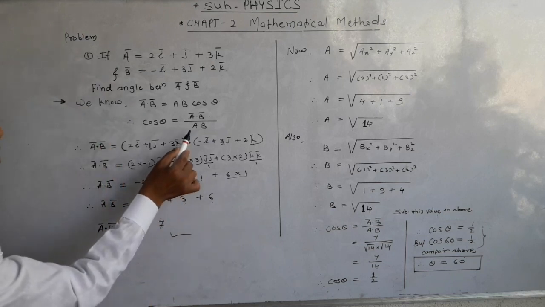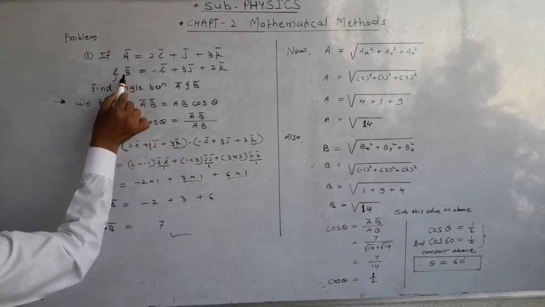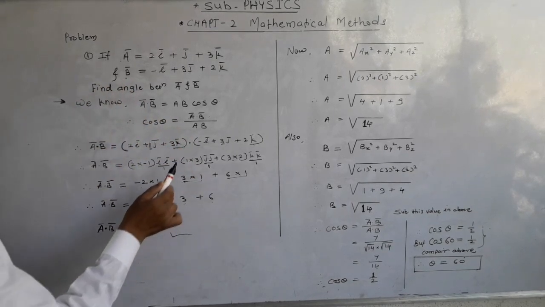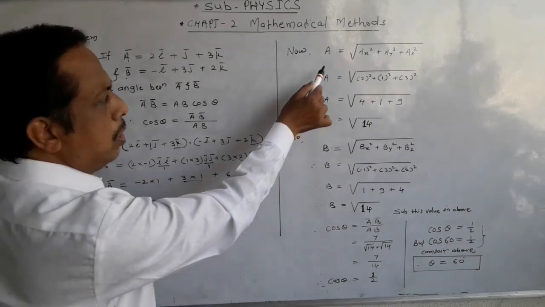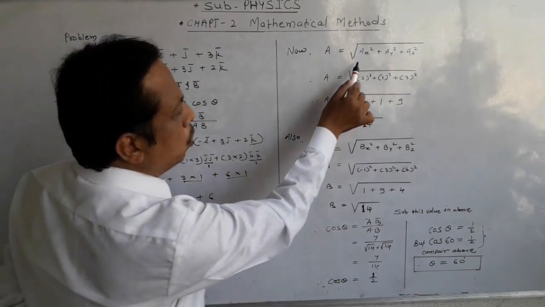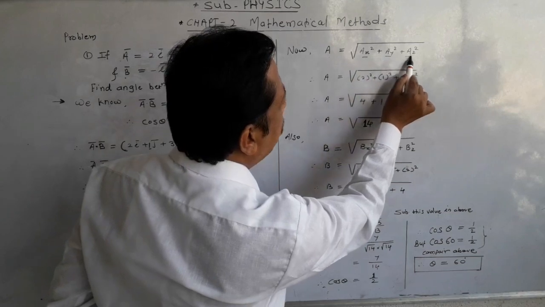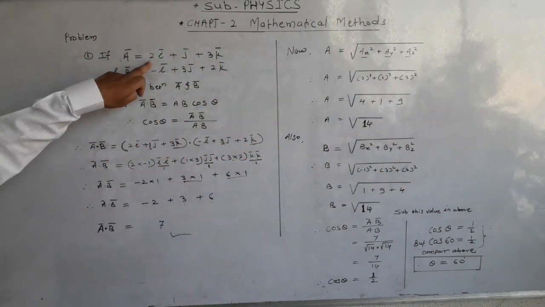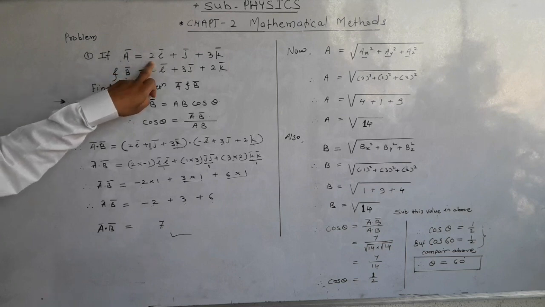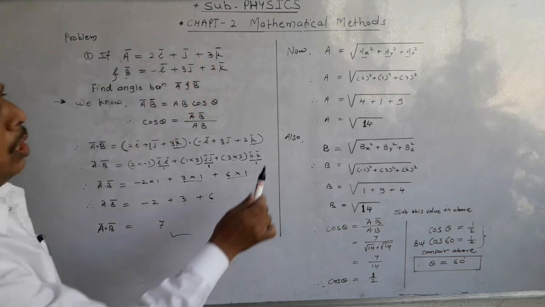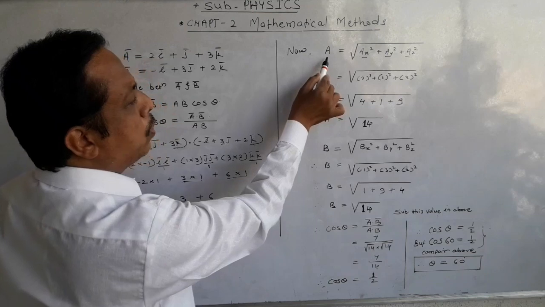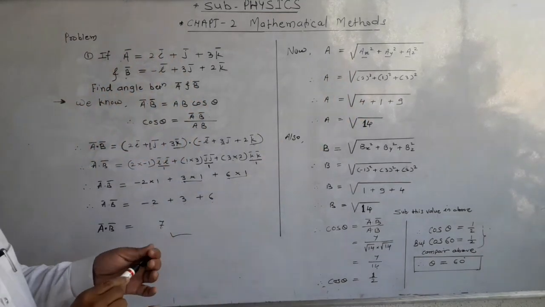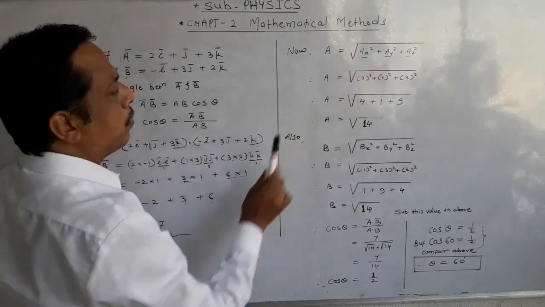Now we have to find the magnitude of A bar and b bar. We know the formula for the magnitude of A bar, that is A. A is equal to the square root of ax square plus ay square plus az square. That means for the vector A bar, we square and add the coefficients of i, j, k under the square root. Therefore, A is equal to the square root of ax square, ay square and az square.